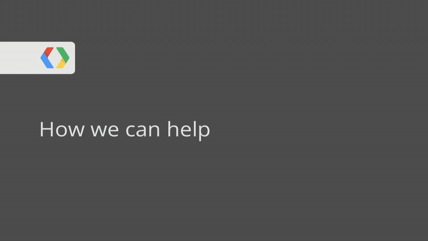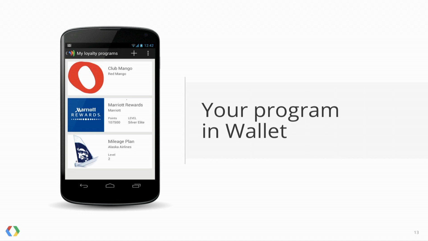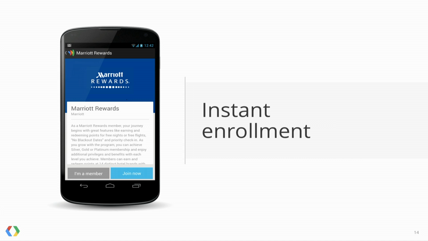So how can we at Google help? And how can you help if you're developing for a loyalty program? Your program in Google Wallet, a single place for consumers to track all of their loyalty cards, geo-triggered around your business so that your customers never have to forget their card at home again. Instant enrollment. Acquire new customers instantly from the phone. Also geo-triggered, so the sign-up screen is waiting for them as they walk through your doors.